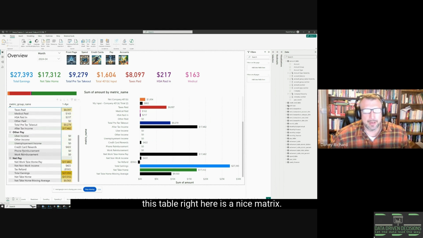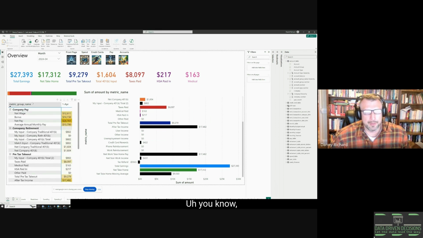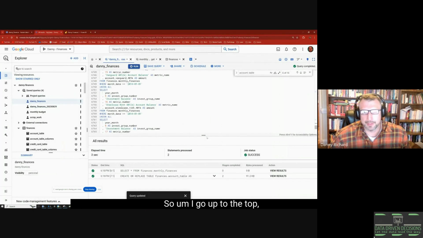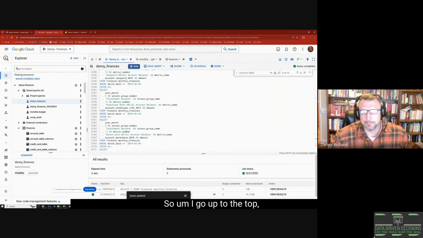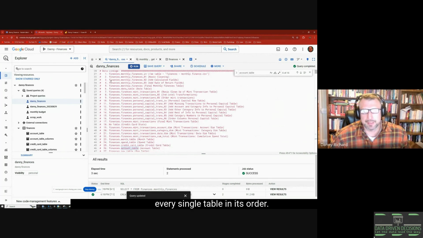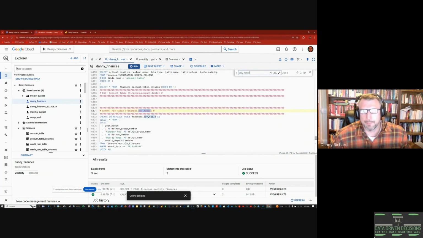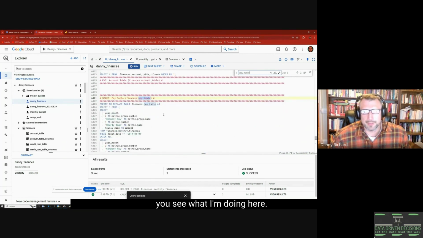This table right here is a nice matrix, possible because I turn the data into columnar data. I can show you in BigQuery. So I go up to the top. Here's the table of contents, every single table in its order. If I go to the pay table, you see what I'm doing here.